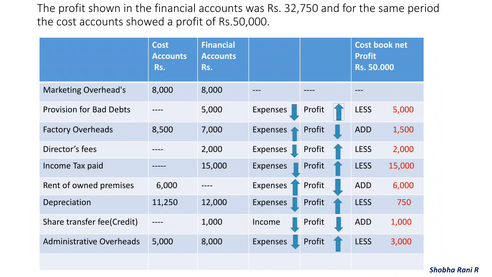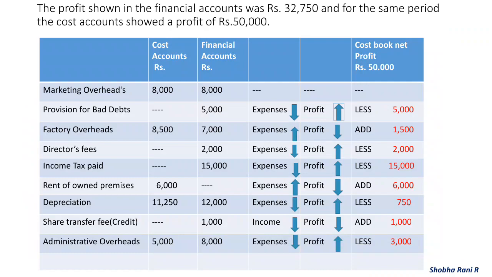Next item, director fees of rupees 2000 is a financial expense not recorded in cost accounts. This will have the effect of increasing costing profit by rupees 2000 as compared to financial profit. Then, in order to reconcile, rupees 2000 will be deducted from costing profit. In simple words, expenses decreases, the profit increases, hence it has to be subtracted from cost book net profit.